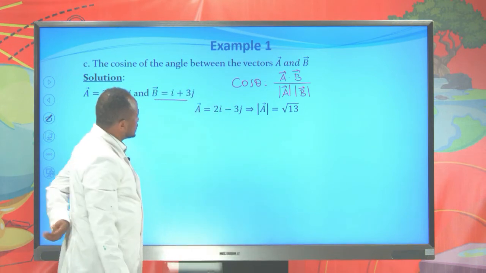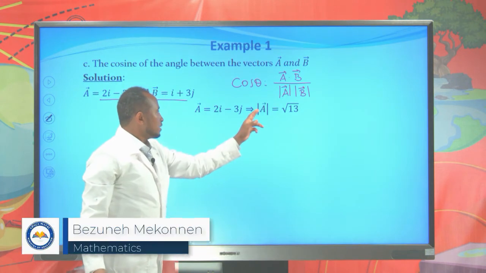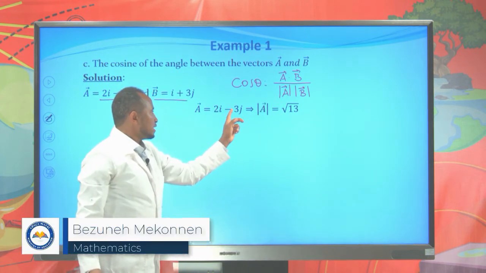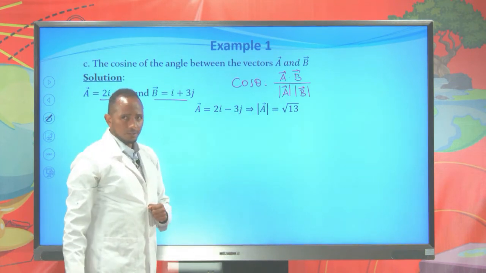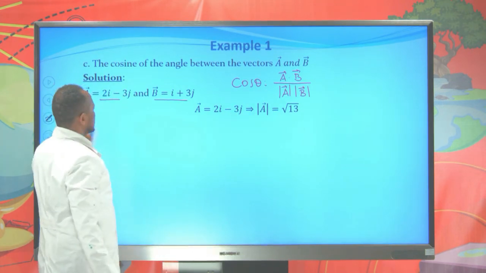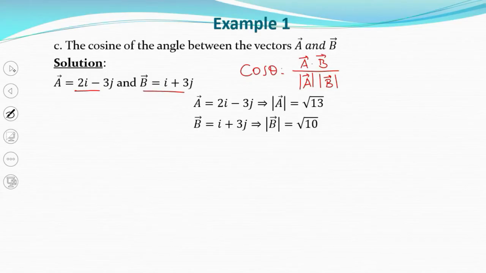So, we need the magnitudes. Magnitude of A is the square root of 2 squared plus minus 3 squared, which gives us the square root of 13. And magnitude of vector B is the square root of 1 squared plus 3 squared, which gives us the square root of 10.